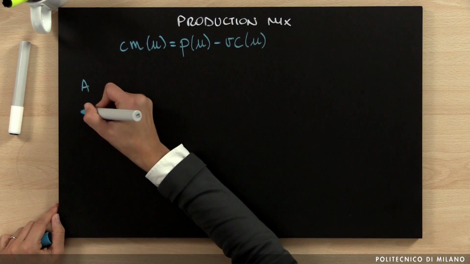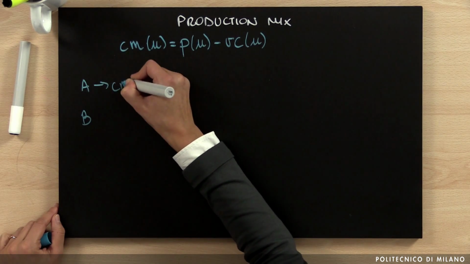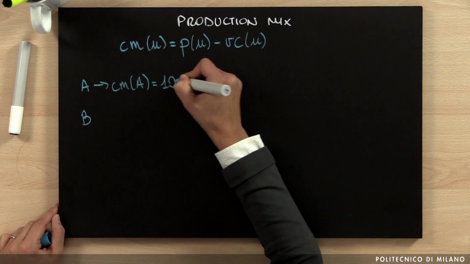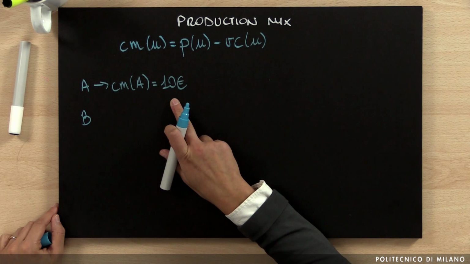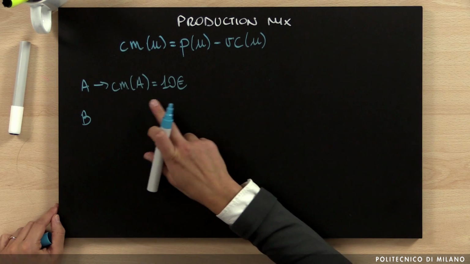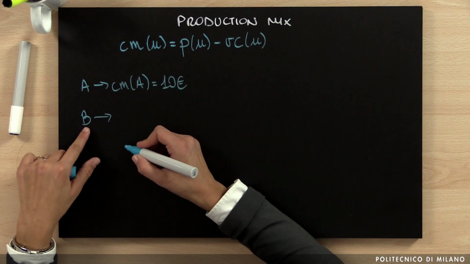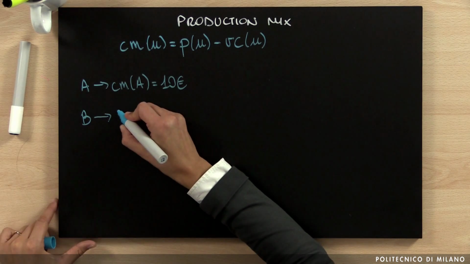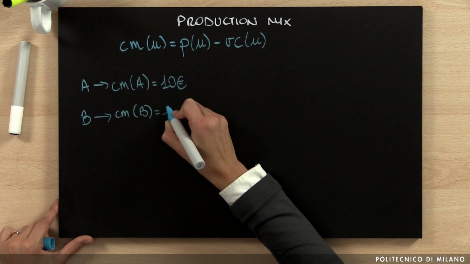Assuming that we have two different products, the product A, and then we have our product B. And we know that the contribution margin of our product A equals 10 euros. So every unit of our product A generates 10 euros of contribution margin. So it is the ability of product A to cover the variable costs. Now we have that the company realizes also the product B. So that in this case, the contribution margin of the product B equals 15 euros.